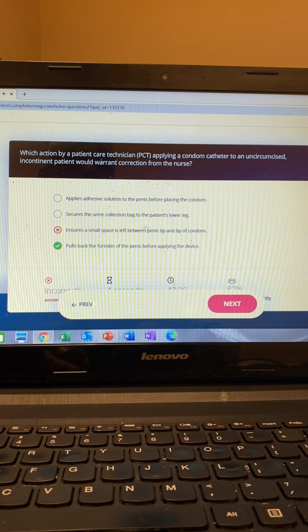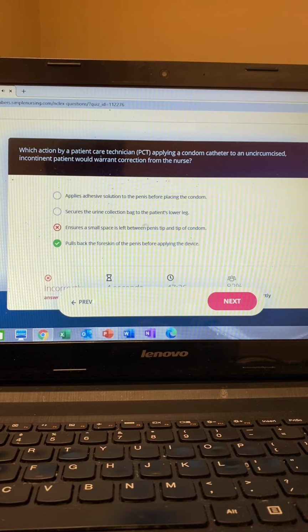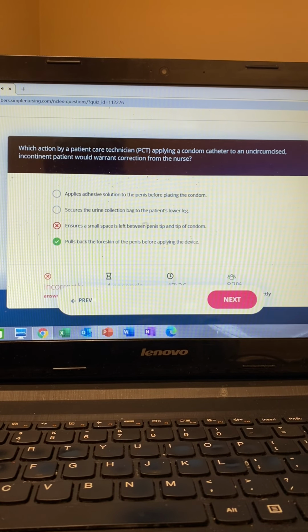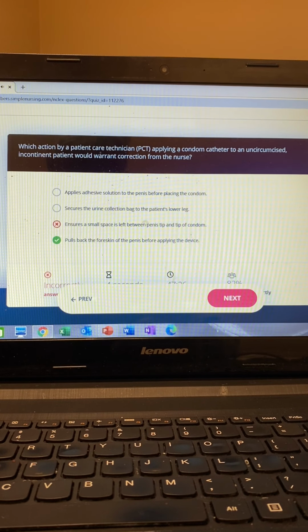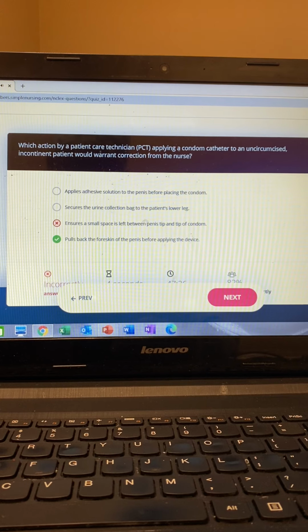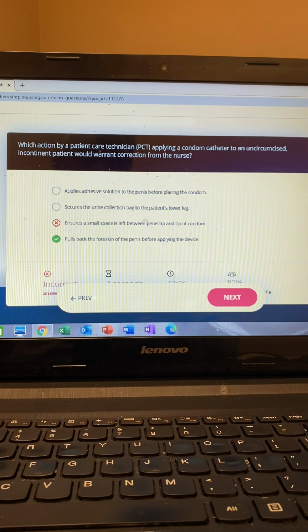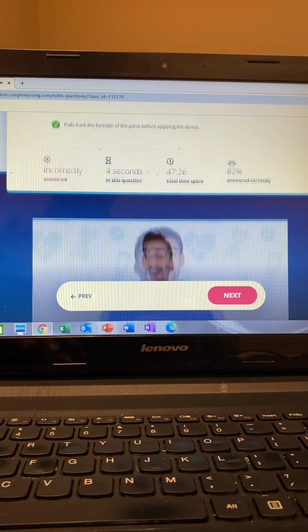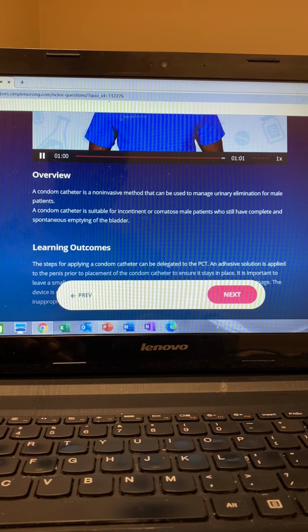So adhesive solution to help keep the cap on, that's okay. Option number 2, securing the collection bag lower than the leg, that's okay. And option number 3, space needed at the tip to make sure that urine flows. That's fine. So option number 4, we have to choose because it's incorrect here. Foreskin should not be pulled back from the patient when you're using this condom catheter. Okay, that wraps it up. For more details and test tips, please see the rationale below.